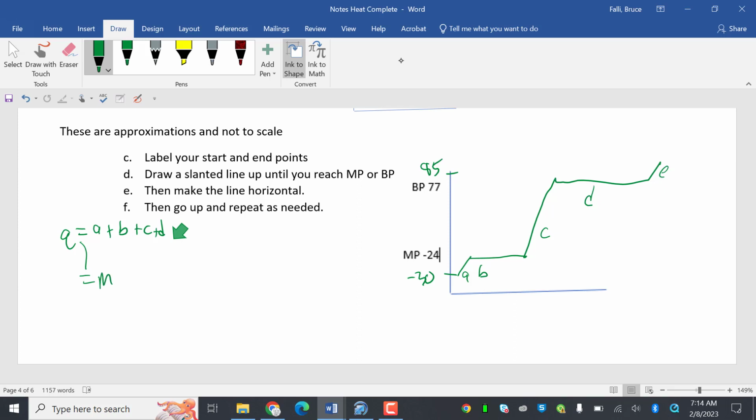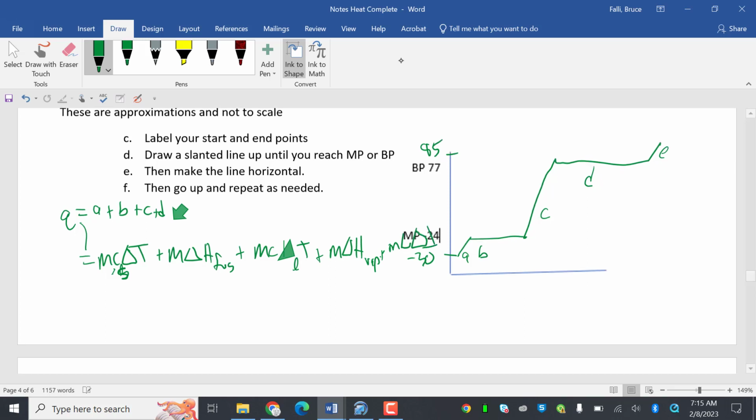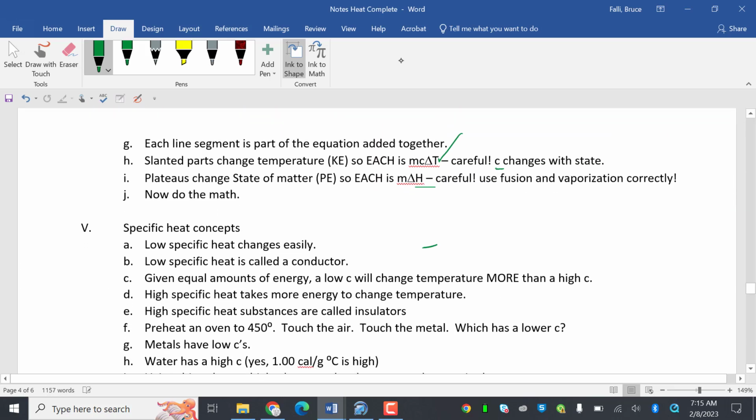A is the slanted part, MC delta T. Plus B, M delta H fusion. Plus C, MC delta T. I'm going to put a little liquid on there. This is solid, this is liquid. MC delta T. Plus M delta H vap. Plus MC delta T. I get the idea. So there you go, and then we plug it in.